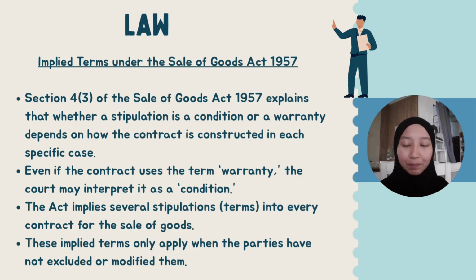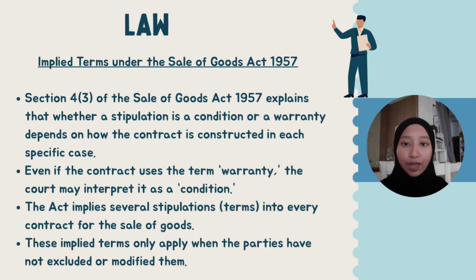Next, I'll be explaining on implied term in the Sale of Goods Act 1957, specifically focused on Section 14 to 17 of the Act. So according to Section 4 Subsection 3 of the Sale of Goods Act 1957, whether a stipulation is considered a condition or a warranty depends on the construction of the contract in each case. Even if a term is labeled as a warranty in the contract, it may actually be treated as a condition by the court depending on the circumstances.